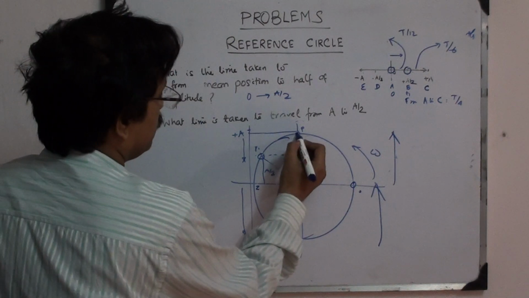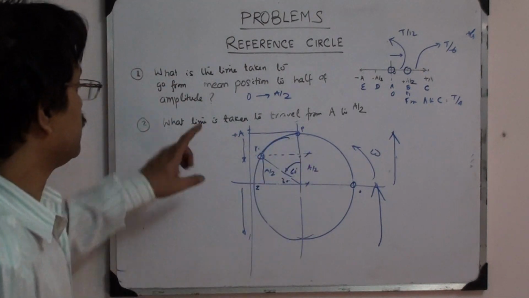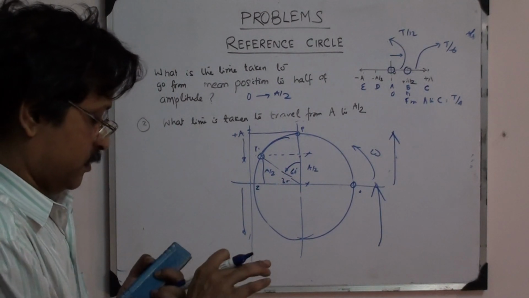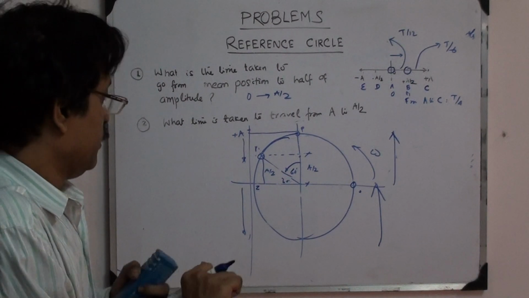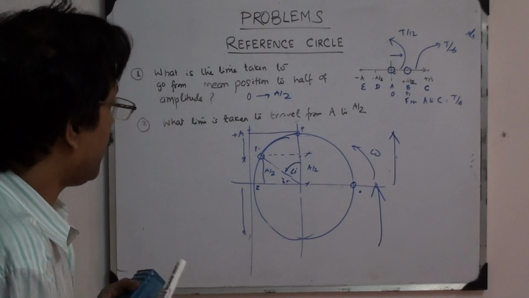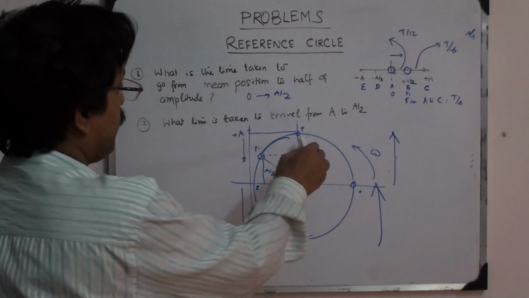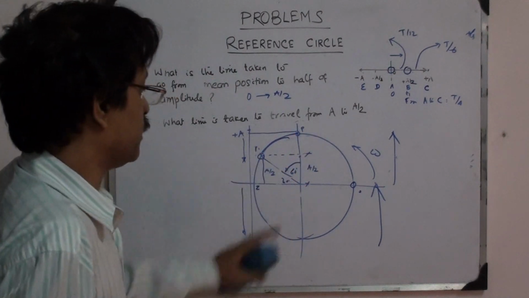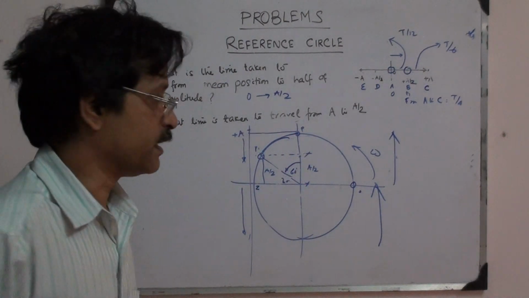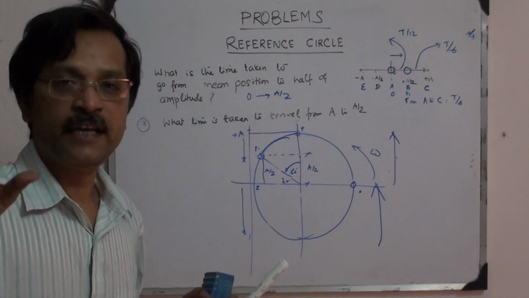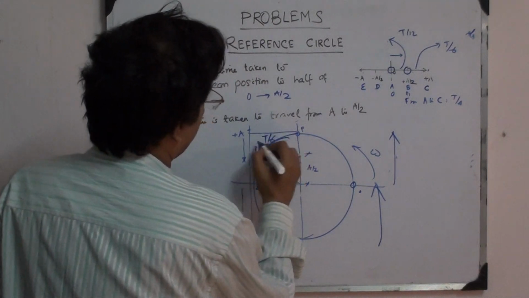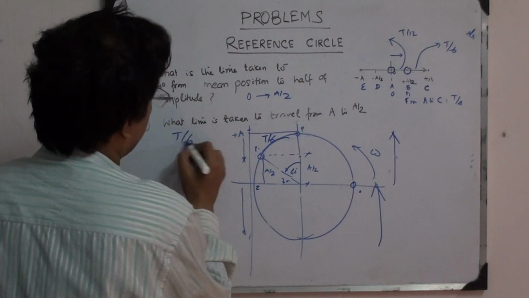So what is the answer? How much time? This question is equivalent to asking how much time is required for the body to come from P to P1 in the reference circle, that is, to turn an angle of 60. 360 degree is T, so 60 degree is 1/6 of T. So the answer is T by 6.